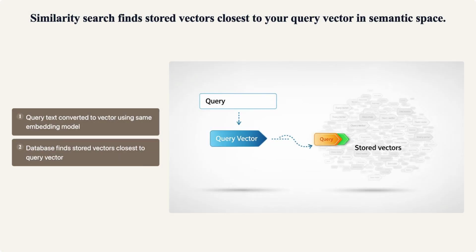Here's how similarity search actually works. When you ask a question, your query text is converted into an embedding vector using the same model that created the stored embeddings. The vector database then performs a similarity search to find stored vectors that are closest to your query vector in the semantic space. Distance in this space means similarity in meaning. Closer vectors represent more relevant information.